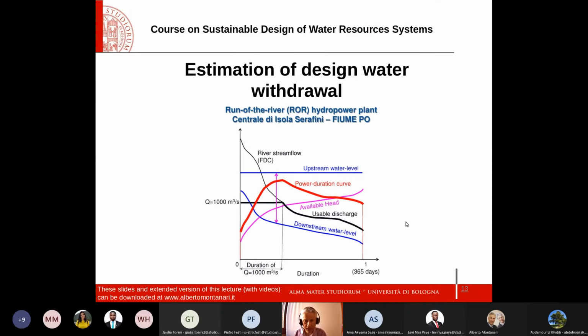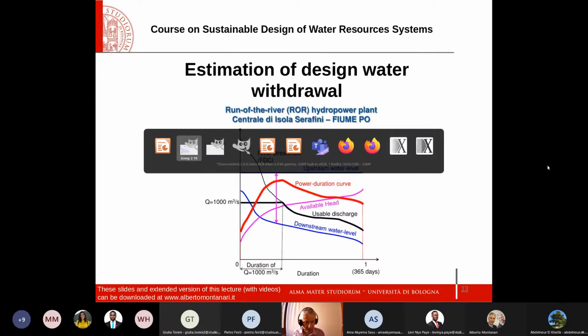Okay, now let me give you an example. This example refers to the run-of-the-river hydropower plant of Isola Serafini on the Po River. To introduce it, let me go back to the web page because there are more figures.